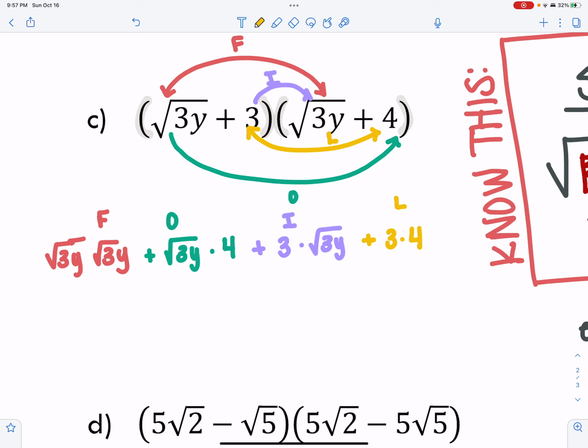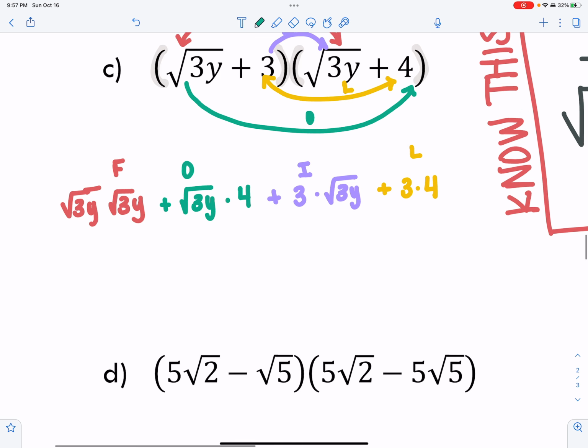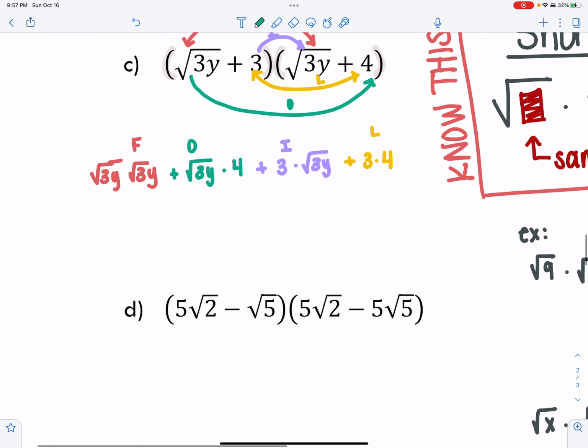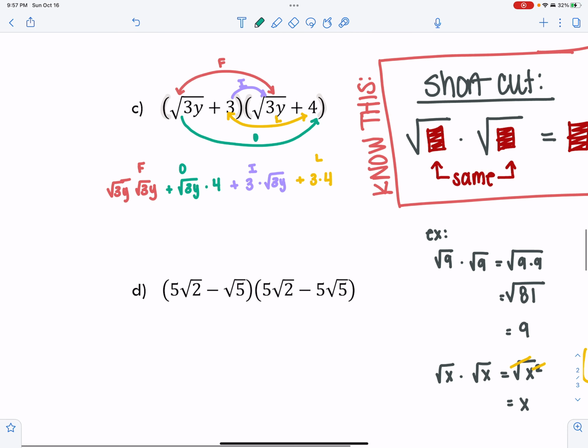Now I'm going to go through and simplify each of these. And so we're going to go across and simplify each F, O, I, and L. So let's look at F. F, square root of 3y times the square root of 3y. That's that shortcut over there because they are the exact same. And so let's do the long way just once so we can see it. The square root of 3y times the square root of 3y is the square root of 3y times 3y under one big radical. And then I could rearrange that 3 times 3 to be 9, and then y times y to be y squared.